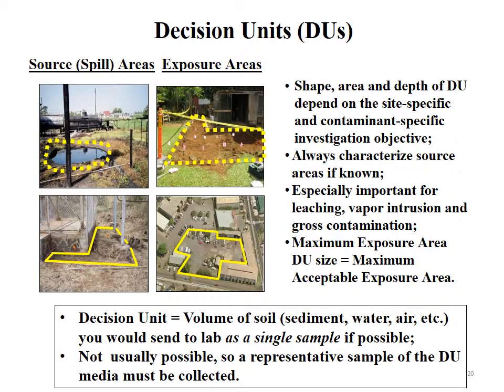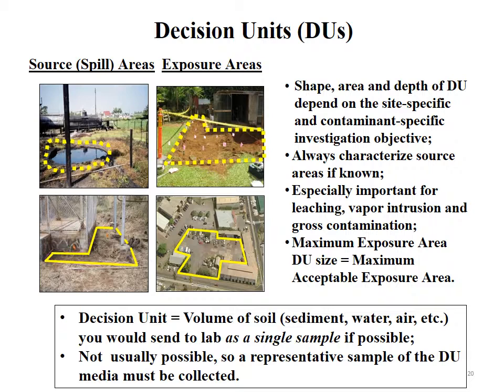Some additional decision unit basics. Again, the decision unit is the volume of soil or sediment or other media you would send to the lab as a single sample if you could. Now, as you know, in most cases that's entirely impossible. So we have to take representative samples to get a representative average of the contaminant in that decision unit. The shape, area, and depth of the DUs are site-specific.